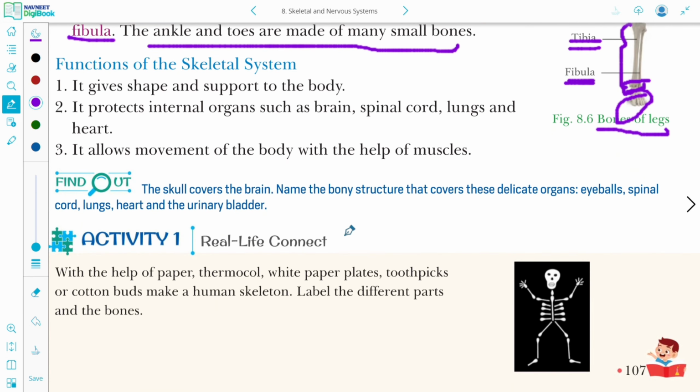Now we will study about the function of skeleton system. What are the main functions of skeletal system? First function is it gives shape and support to the body. ठीक है, it gives shape and support to the body. Second is it protects internal organs such as brain, spinal cord, lungs and heart. Once again, it protects internal organs such as brain, spinal cord, lungs and heart.